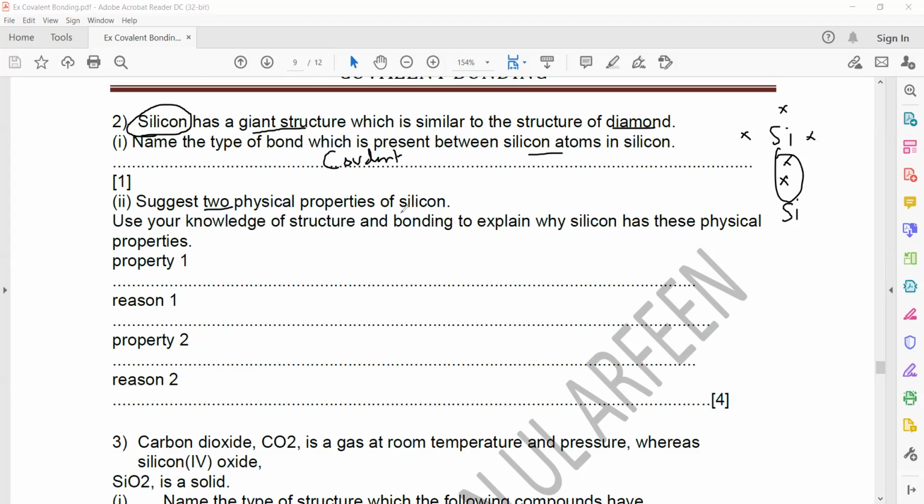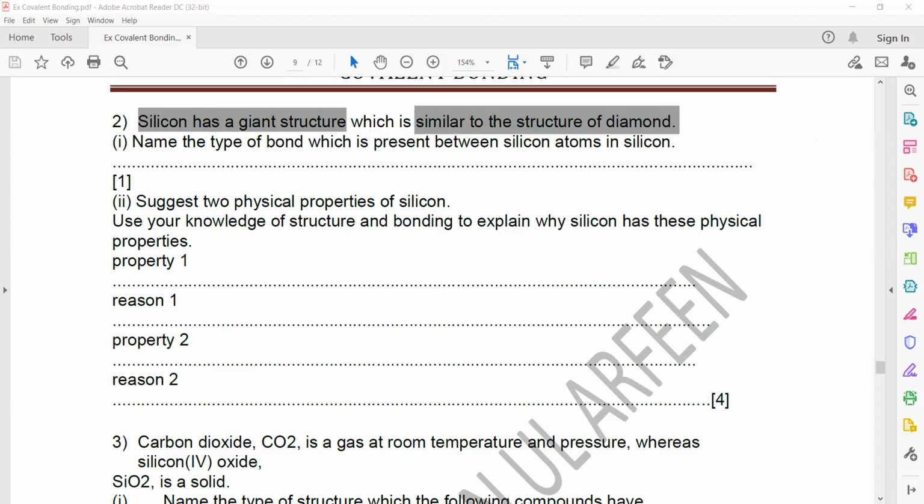Suggest two physical properties of silicon. Use your knowledge of the structure and bonding. Explain why silicon has these properties. So they give you the answer in the question. They mention that silicon has a giant structure and it has a similar structure to that of diamond. So the properties of diamond match with the properties of silicon. So I can say it has a high melting point.